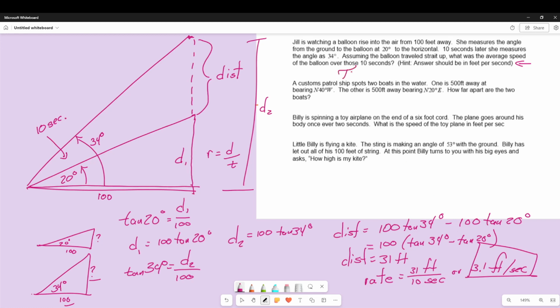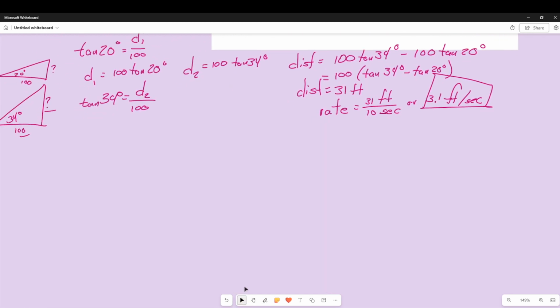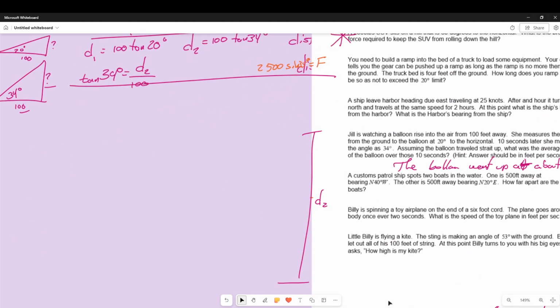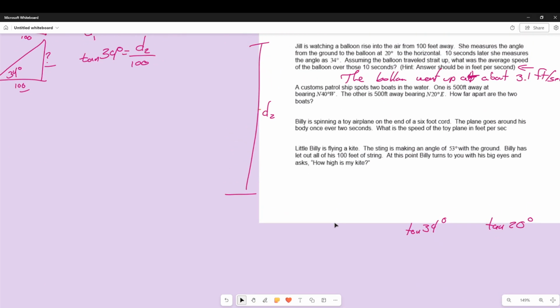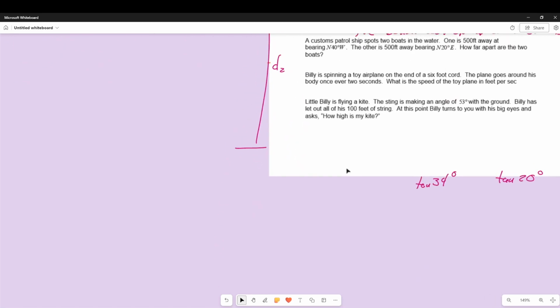So the balloon went up at about 3.1 feet per second on average. Okay. Moving right along, that was Jill and her balloons.